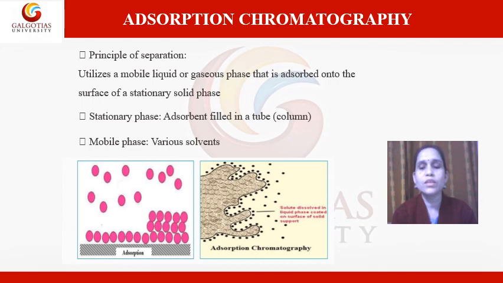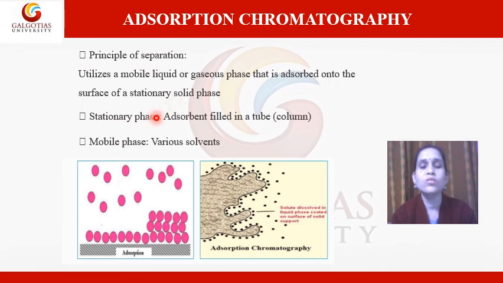Let us discuss different classes of chromatography. First of all, we will discuss adsorption chromatography. In adsorption chromatography, what is the principle of separation? Here the separation principle is based on the mobile phase as well as the stationary phase. The mobile phase may be liquid or gaseous, and that is adsorbed onto the surface of a stationary solid phase. Here in adsorption chromatography, our mobile phase may be liquid or gas, and the stationary phase is solid.